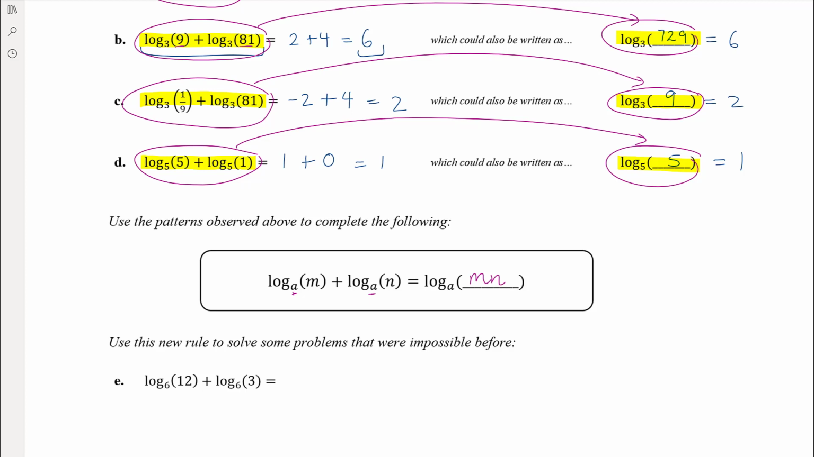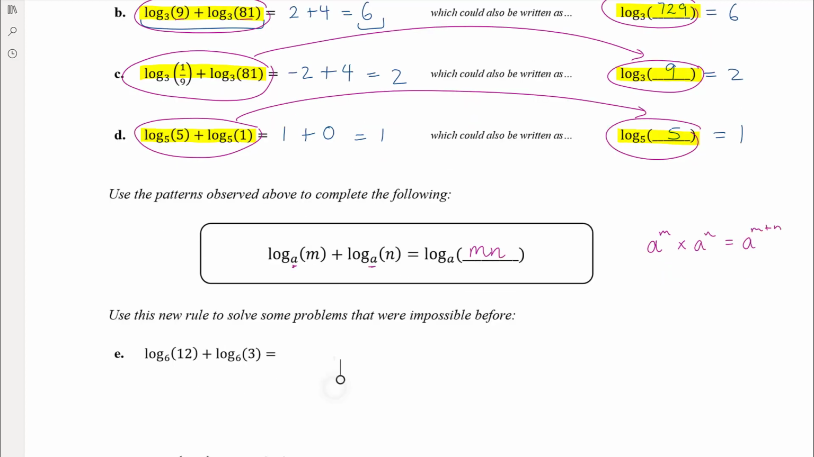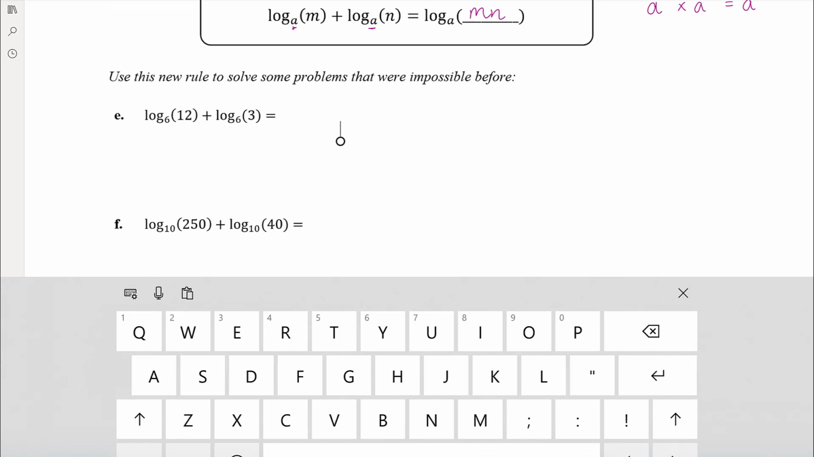And it's the opposite of the index law that says if we have a to the power of m times a to the power of n, we add the powers. So when we're multiplying powers, we combine them together using addition. When we are adding logs, we combine them together using multiplication. Okay? Let's use this new rule to solve some problems that we couldn't do before.